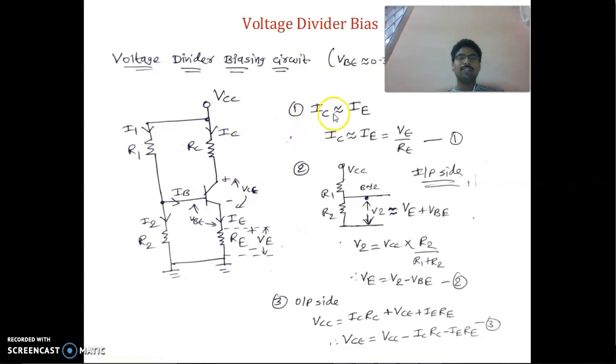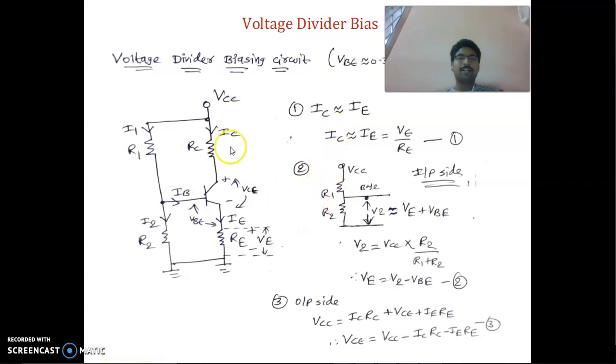We know that IC is approximately equal to IE. IE into RE is nothing but VE, so IE can be obtained as VE by RE. That is, IC can be obtained as VE by RE. If you know the VE, you can calculate the IC value. Now we will see how to calculate the VE value.